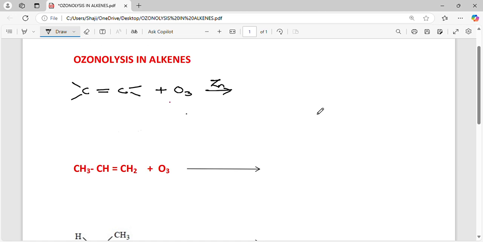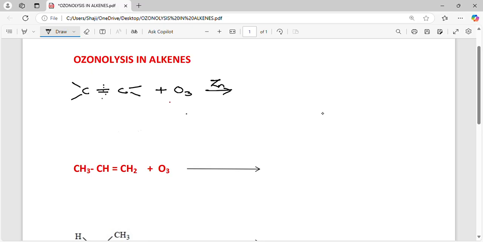Hi friends, today let's see an easy method for finding the ozonolysis products in alkenes. Here I have written the general formula of an alkene, C double bond C with two free valencies of the carbon, which is on reaction with ozone in presence of zinc. And during the reaction, you see, this double bond will be breaking.